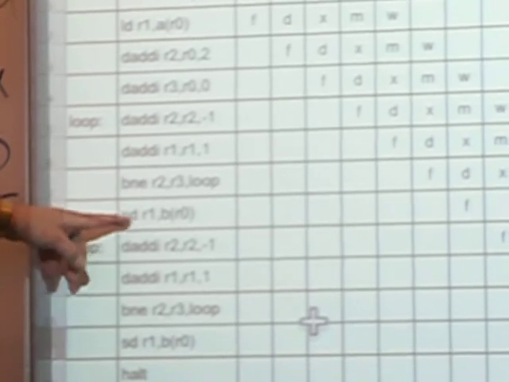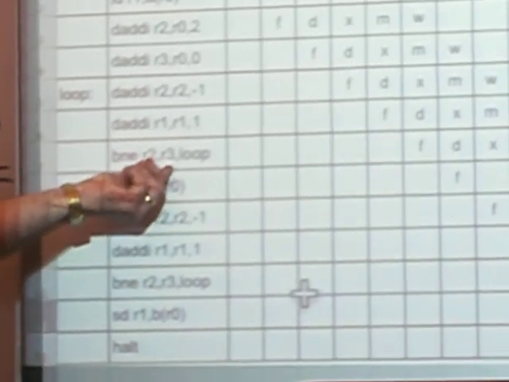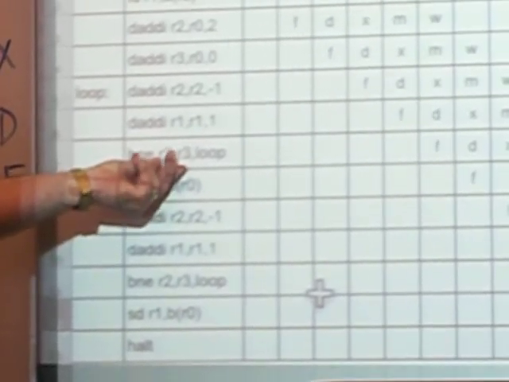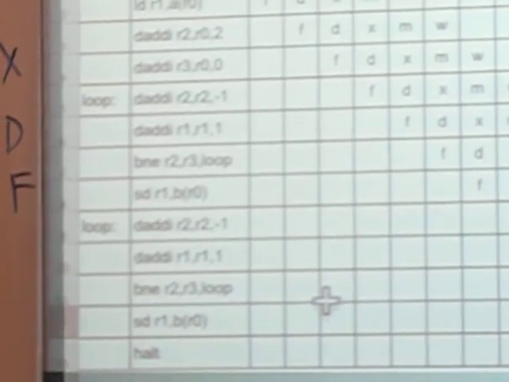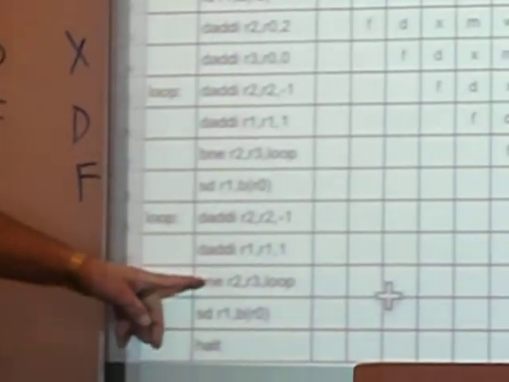Because the BNE branched, in other words R2 was not equal to R3, it went back up to the label called loop. In other words, the branch was taken. And what was our prediction? Not taken. Predict not taken. Therefore, since it was taken, this instruction gets discarded, and during the branch's execute, we fetch the new instruction. Okay, boom, boom, boom, we get down to the BNE the second time.